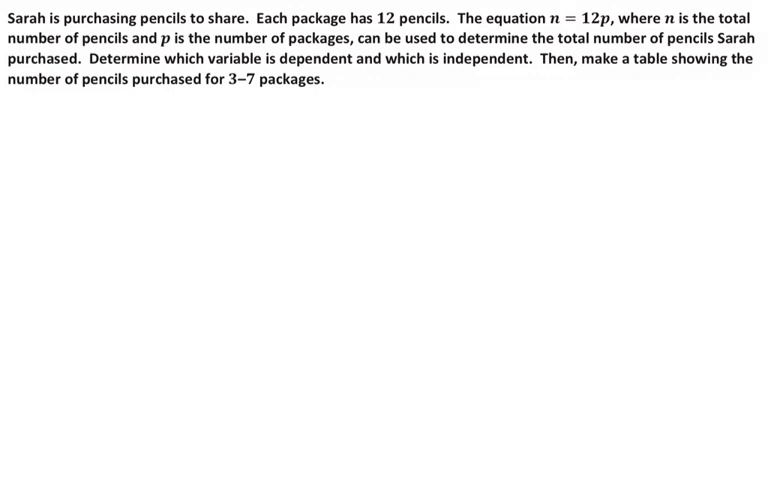So the first one is, Sarah is purchasing pencils to share. Each package has 12 pencils. The equation n equals 12p, where n is the total number of pencils and p is the number of packages, can be used to determine the total number of pencils Sarah purchased. Determine which variable is dependent and which is independent. Then make a table showing the number of pencils purchased for 3 to 7 packages. So pause the video now, fill in a chart, and then you can check your answer.